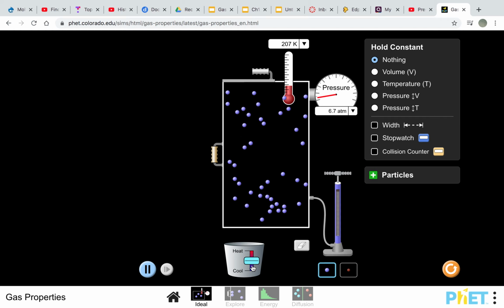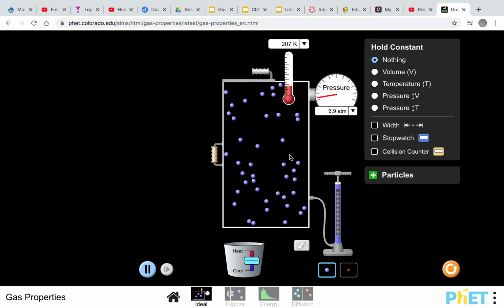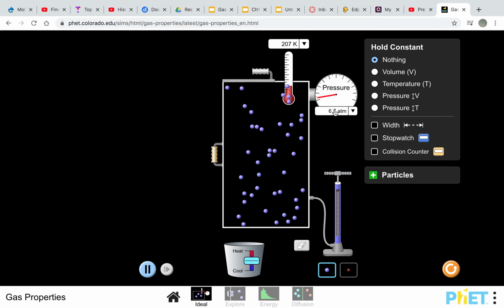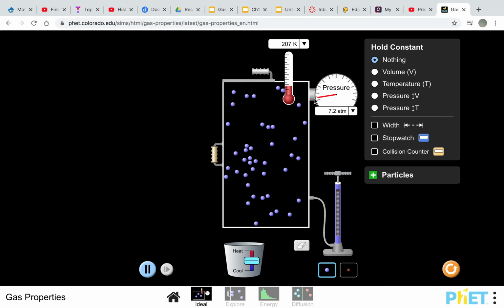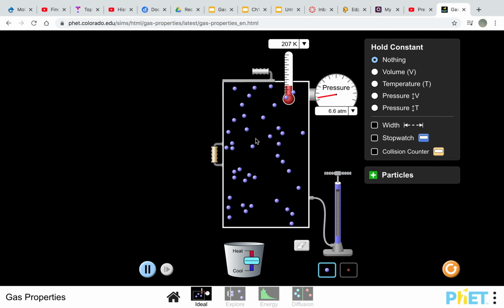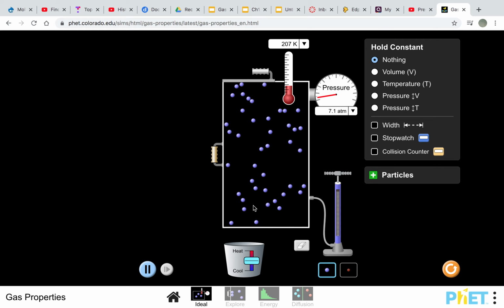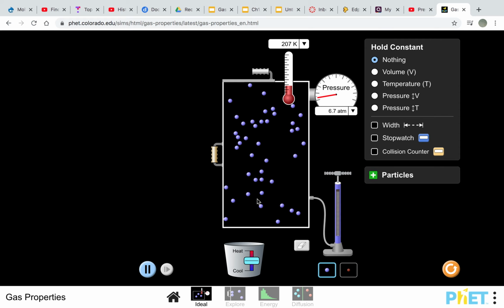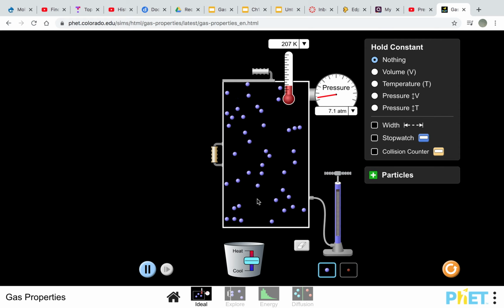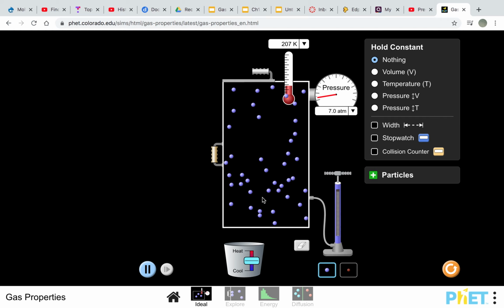So we've done that, it's close enough, and we notice that our pressure was about 9. Now it's down to 6, 7 atmospheres. And so the balls have moved more slowly now because we're cooling them. This is just a simulation. Air molecules move about 1,000 miles per hour, so it's just not to scale.